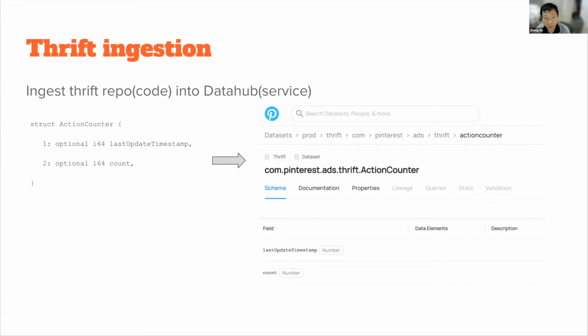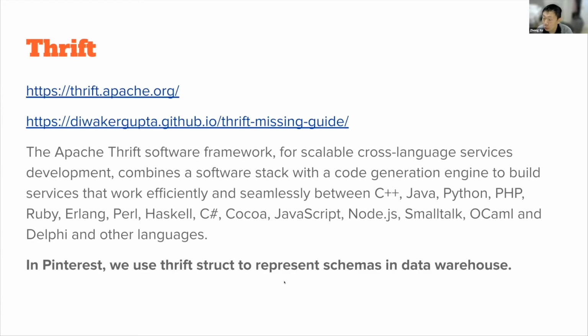First is Thrift ingestion. We want to ingest the Thrift repo, which is code, into a DataHub service. It looks like this. There is a Thrift file with a struct that has two columns. After ingestion, we will see in the UI the Thrift struct name and the fields of the Thrift. This is the outcome. For people who don't know Thrift, Thrift is like protobuf.